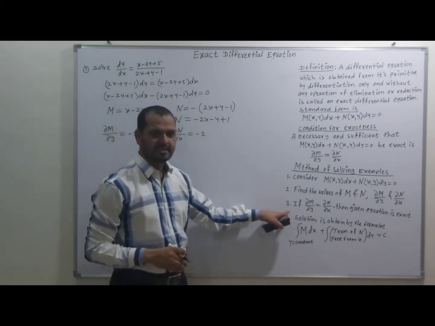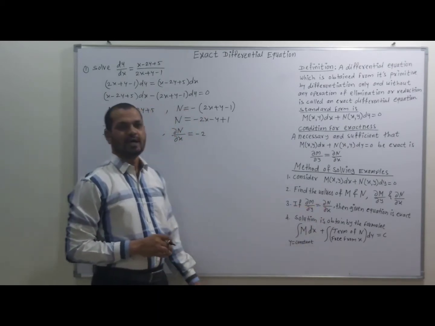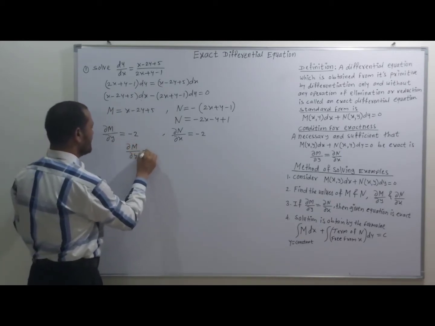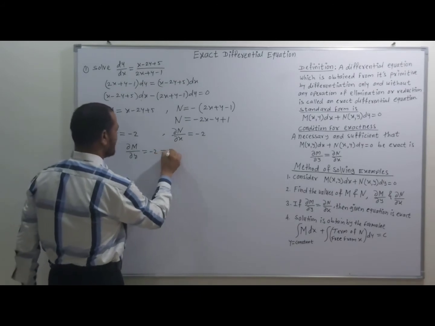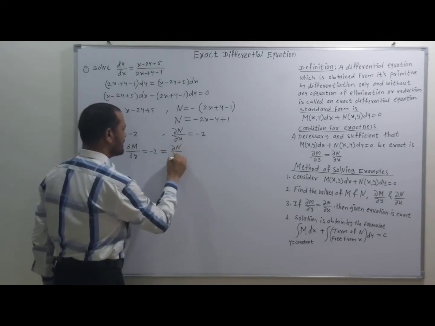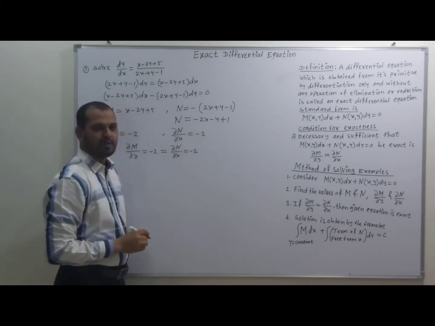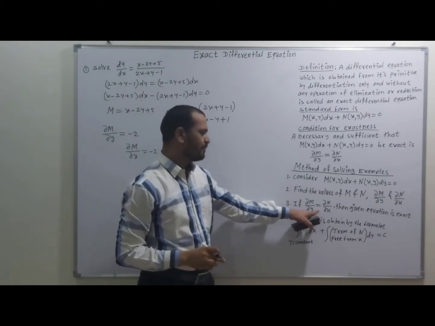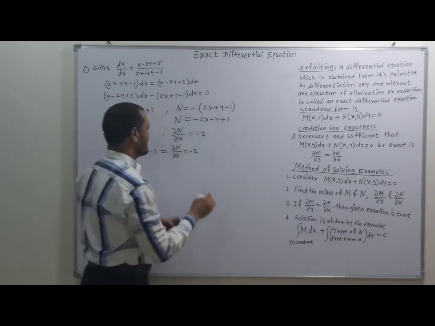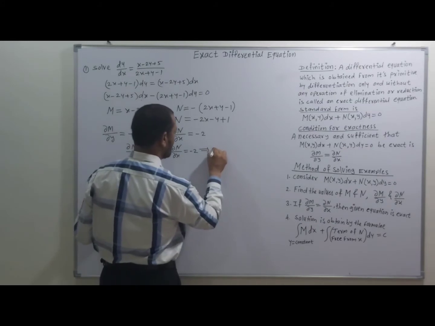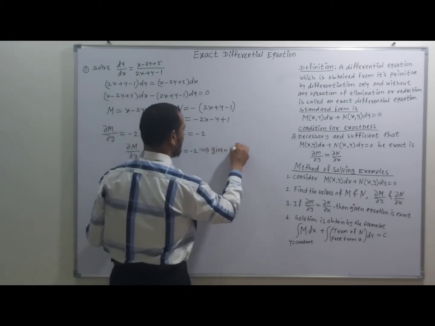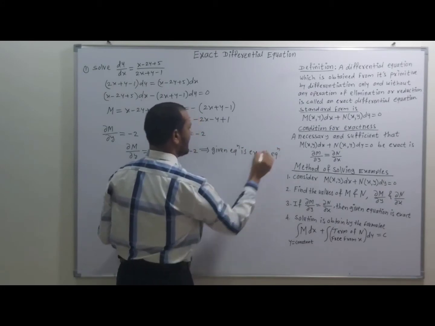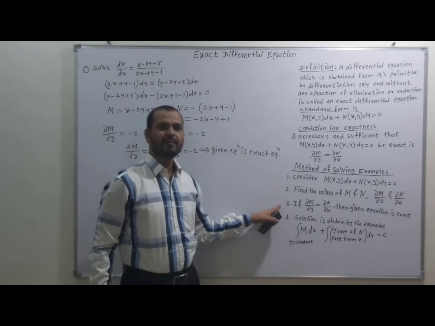Now step number 3 is to check whether these two partial derivatives are equal. Here the partial derivative of M with respect to y is -2, which is equal to the partial derivative of N with respect to x, which is -2. As these two partial derivatives are equal, according to this condition we say that the given equation is exact. So in this way we perform step number 3.